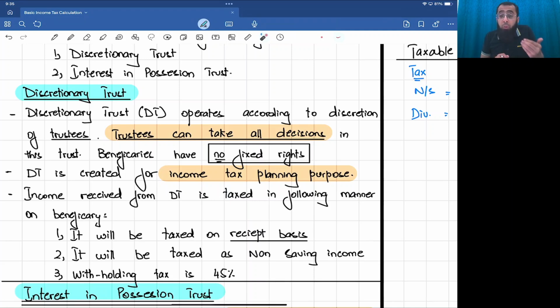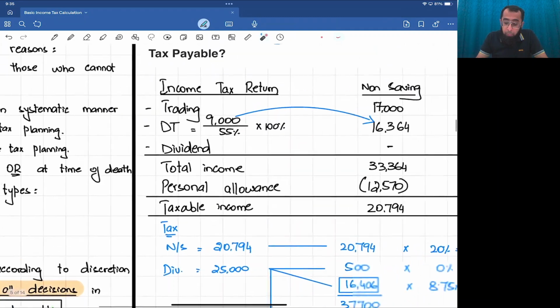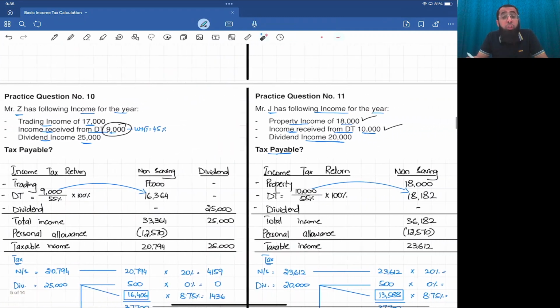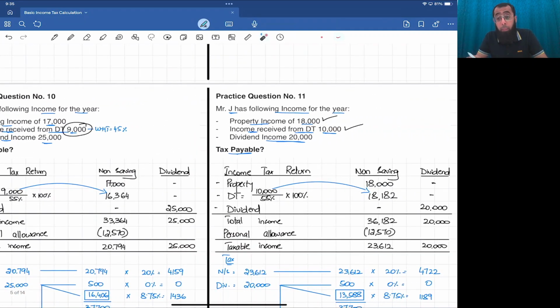And we never give control of our assets to any unknown person. Normally, in a discretionary trust, the donor himself becomes the trustee or makes his family members trustees. The objective here is to do income tax planning. It's taxed on a receipt basis, assessed under non-saving income, and the withholding tax is 45%. We applied these concepts in two practice questions. I hope you all remember.